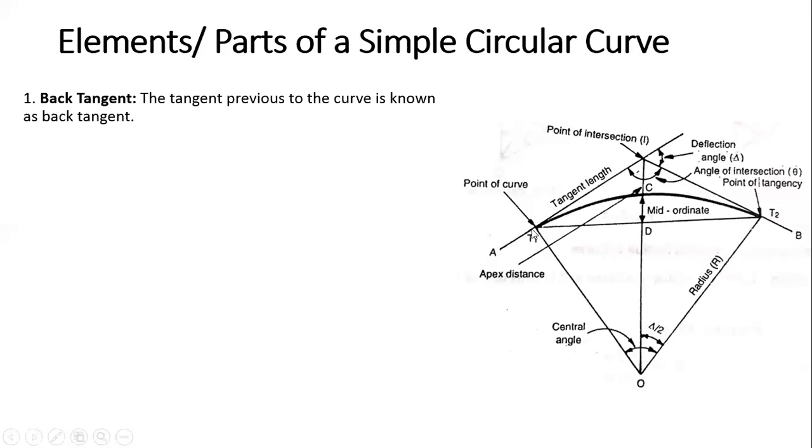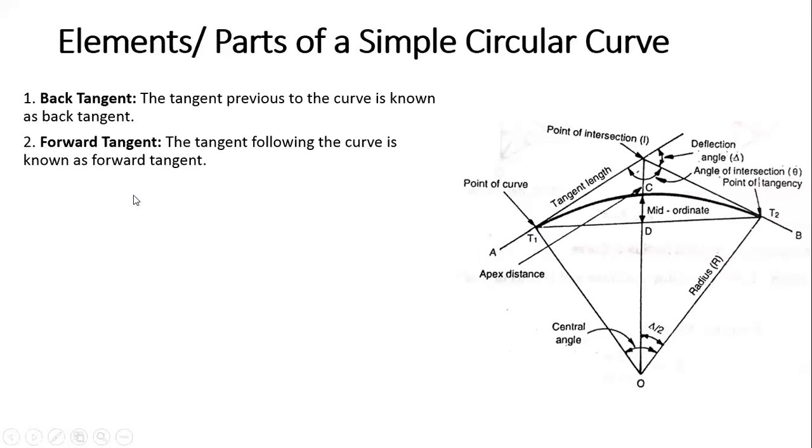I have to provide a curve between this point and this point, as I want to change the direction of motion. So what is my back tangent? Back tangent is the tangent previous to the curve. This is my curve. If I draw a tangent line here, any tangent which is previous to the curve, from here to here, is known as my back tangent. So this is my back tangent. The second one is your forward tangent: any tangent which starts after the end of the curve.